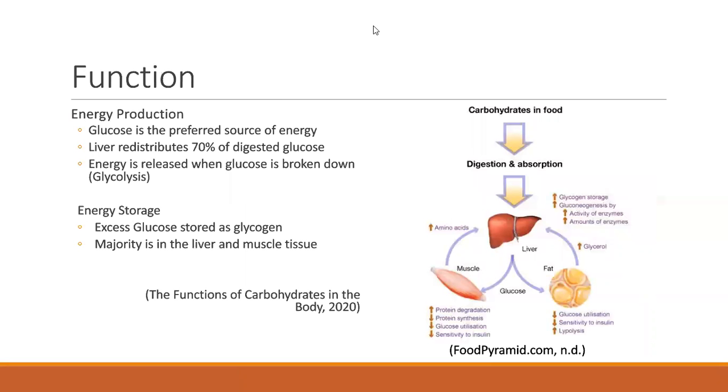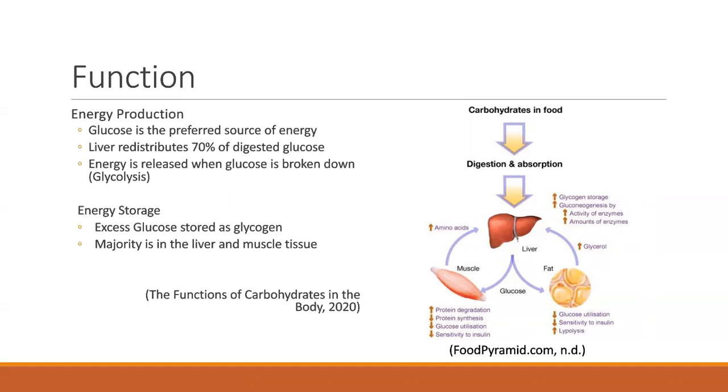So I'm going to get into a little bit about each of those. For energy production, glucose is the preferred source of energy within most cells. Cells that require energy remove glucose from the blood with a transport protein within their membranes.